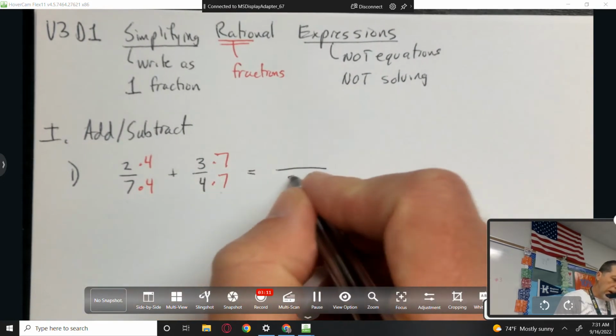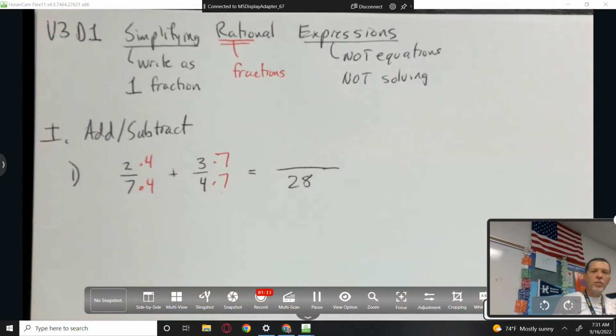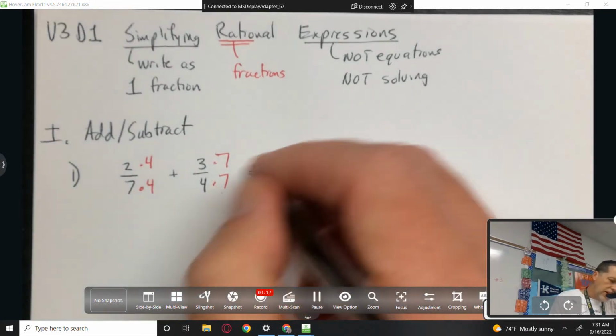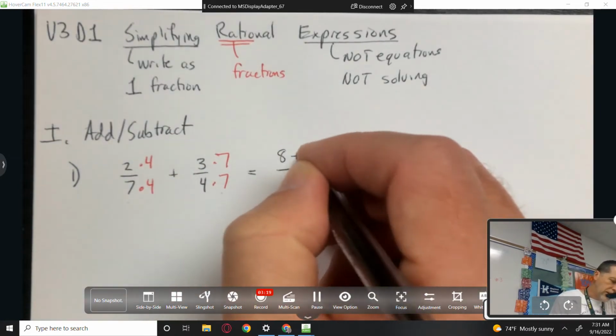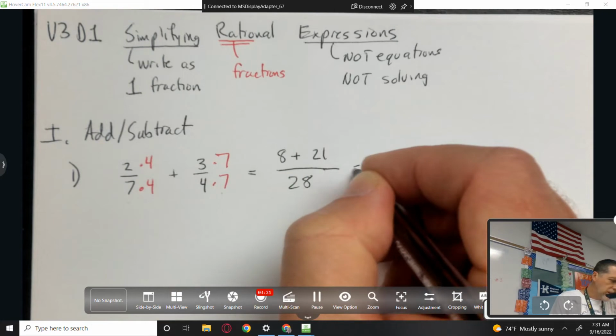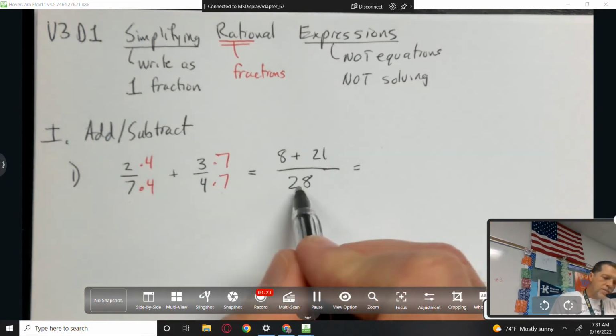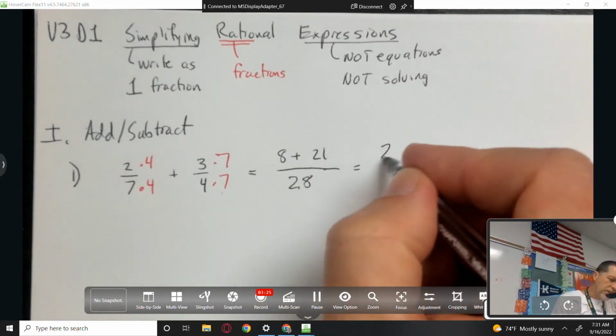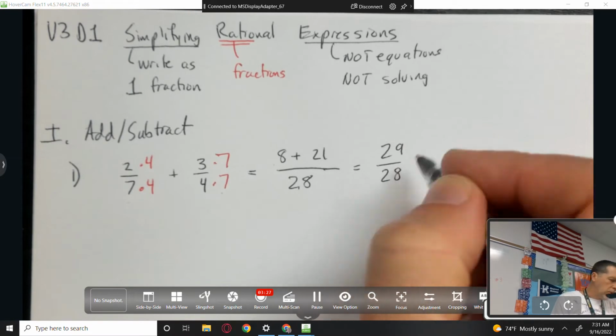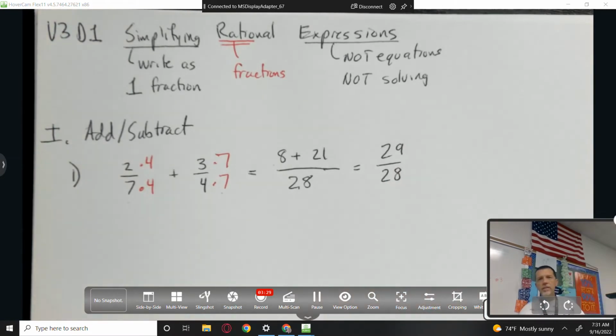So the denominator is in common now. That's the whole point of a common denominator. That's the same. And the top is 8 plus 21. So we keep our denominator, we add the numerators. 29 over 28. Okay, that's our middle school reminder of how to add fractions.